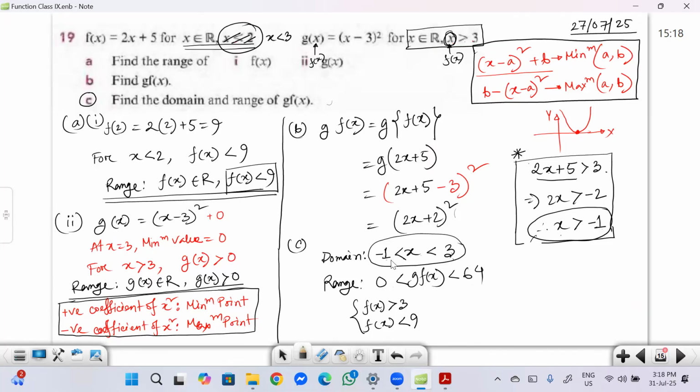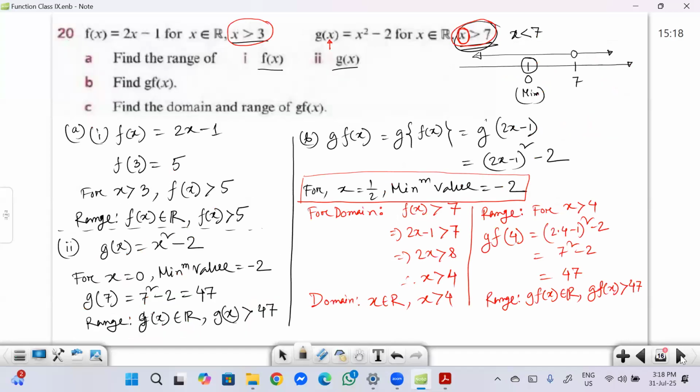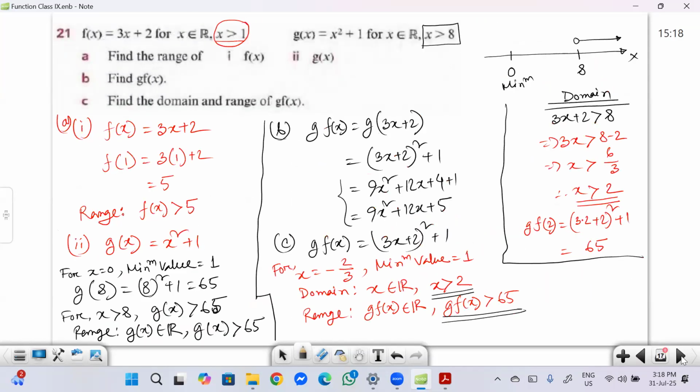And after we find out the domain, we just put x equal to -1 here and we find out it's 0. And again, we put x equal to 3, we find out it is 64. So that means the domain would be within this range. Okay? Got it? Yes, sir. Okay. So let us continue with our other problems that we have.